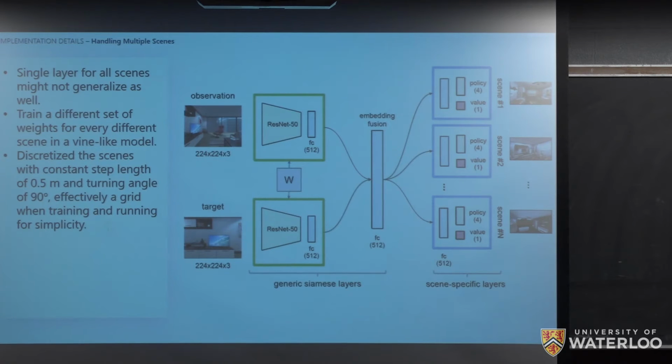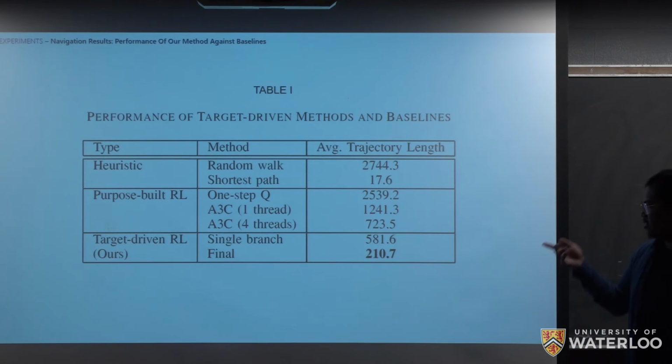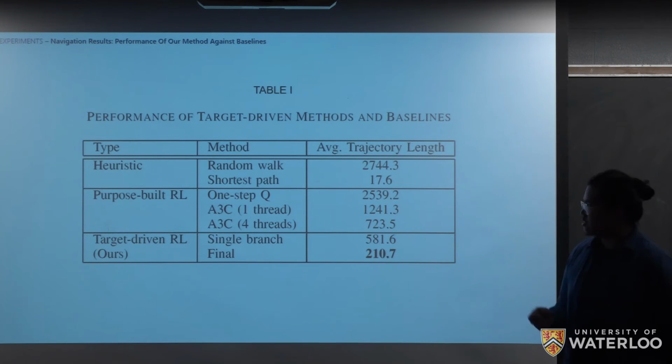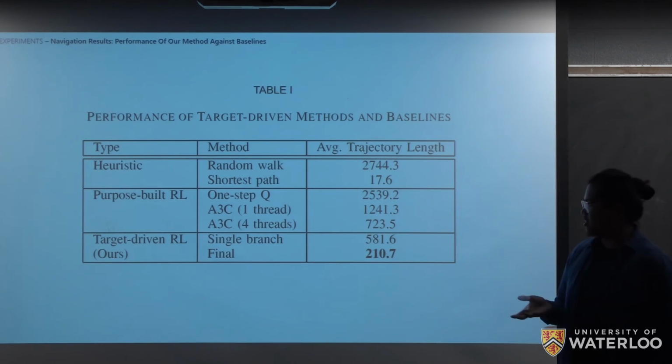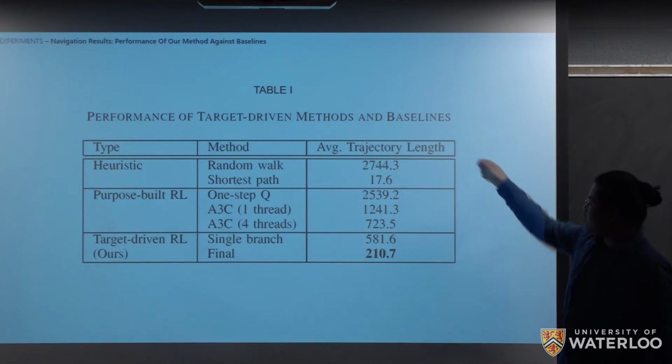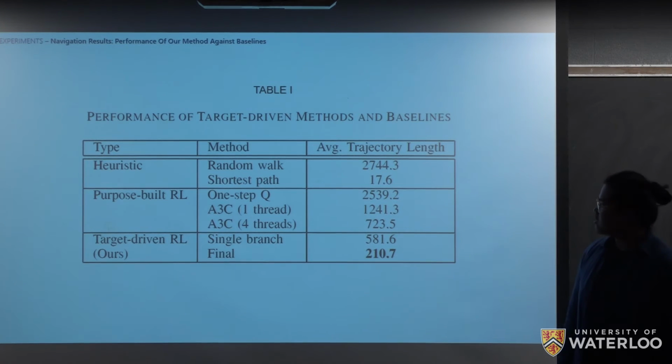So now for the experiments they performed. They compared against different methods: heuristic methods, purpose-built RL methods, where purpose-built just means single target, and target-driven RL, so one that considers a target. The heuristic is a random walk, where the robot just moves around the environment in a random way. They compared the average trajectory length across different scenes and across different targets using these different methods.